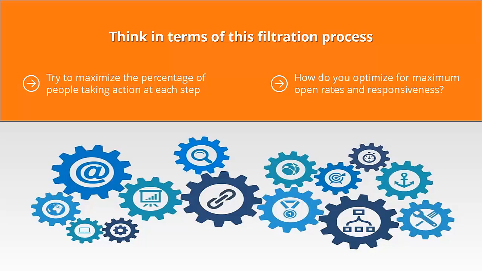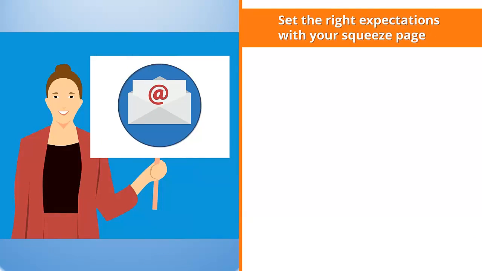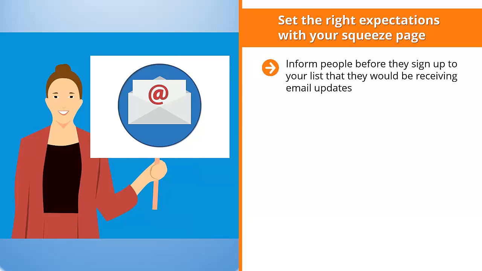First, you need to be clear about your target niche for your list. Put simply, your updates have to be all about your niche. They have to be targeted to the set of problems people in your niche have. Set the right expectations with your squeeze page. Inform people before they sign up to your list that they would be receiving email updates. Clue them into the value those email updates will bring to their lives.